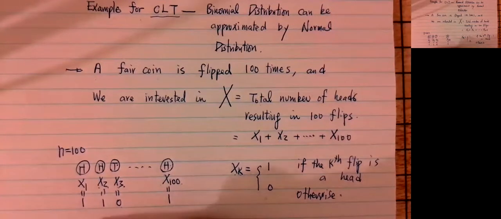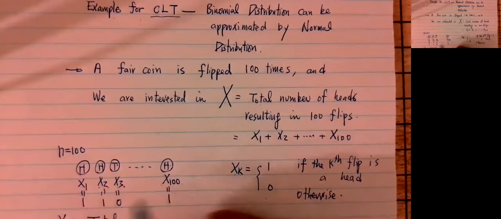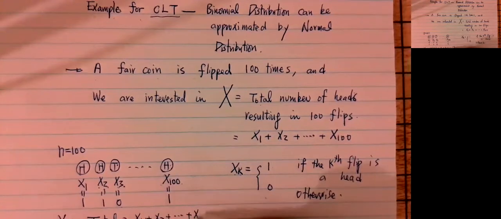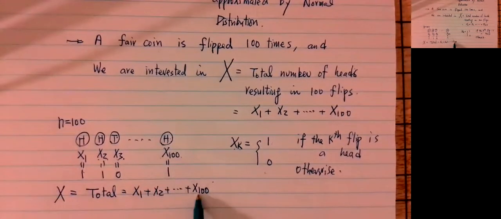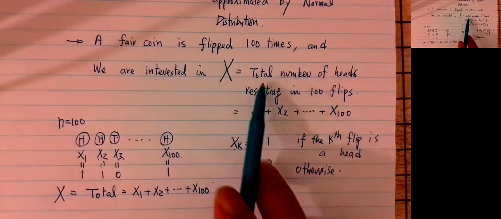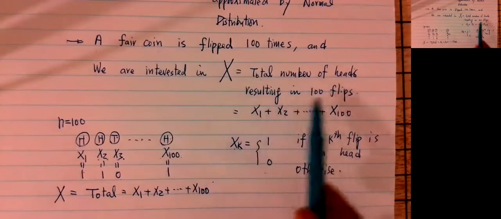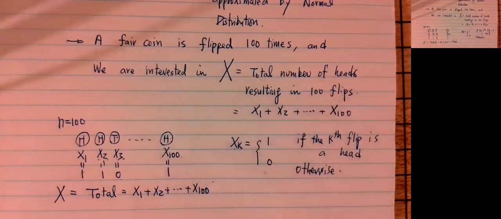So in this case, the total number of heads resulting is X. X is X1 plus X2 plus all the way up to X100. So you add up how many heads you see. We call this a sample total, okay? The total number of heads resulting is 103.